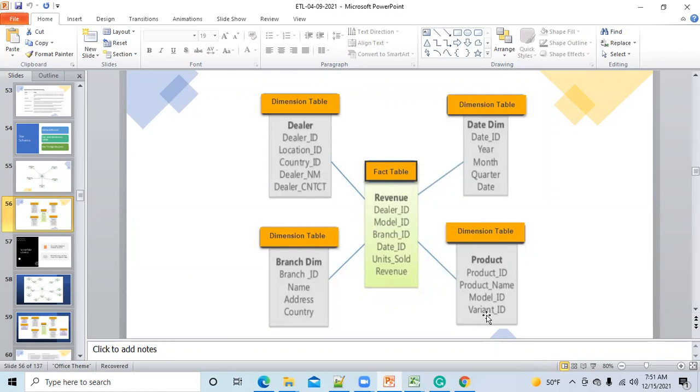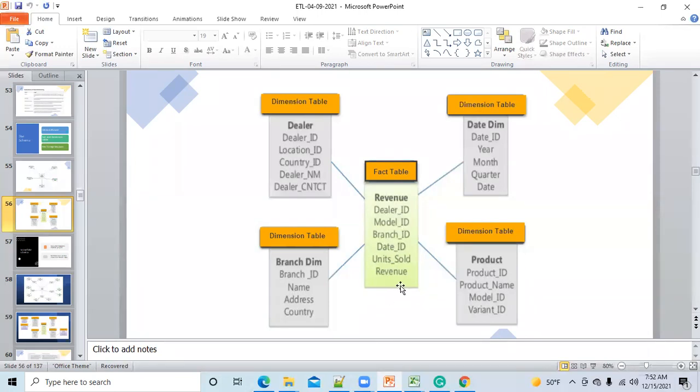Now, try to understand this. It is a very important and core concept of a data warehouse or database. Did you understand the structure of what I'm trying to tell? You have a main table, which is known as the fact table. This fact table is not giving you any information. It is just giving you the numbers: dealer ID, model ID, branch ID, date ID, units sold, and revenue. Suppose I do not show you the four dimension tables, the dealer table, date dimension table, product table, and branch dimension table, and I show you only this revenue table. Now tell me, from this table, can you tell me the dealer name? No. Correct.